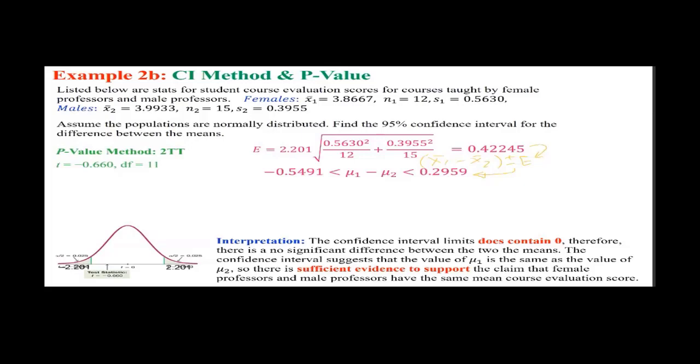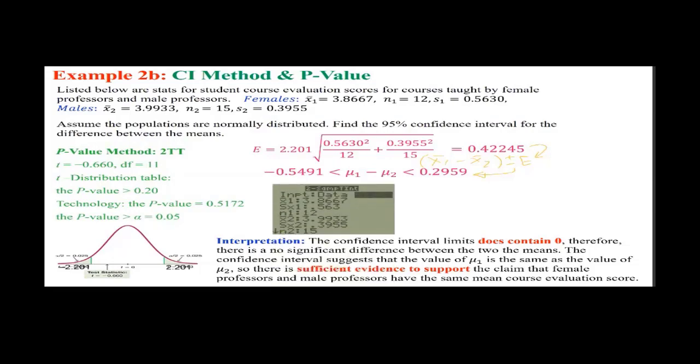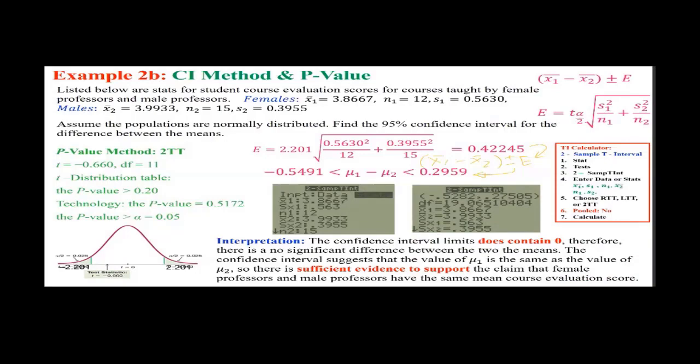t is negative 0.660. Degrees of freedom is 11. And the t distribution table doesn't have it. So we end up with larger than 0.2. I will show you in a moment how we arrive at that using the table. And the technology, we already have the answer from the previous page, was 0.517, and it continued, 0.517 something. You get to the same result because it is larger than alpha of 0.05. The p-value is larger than alpha of 0.05. Do not reject H0. Again, using the information, we have the answer.